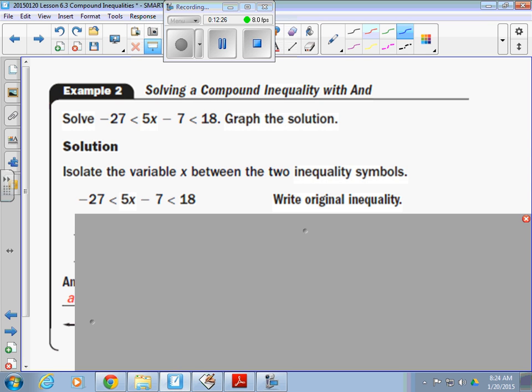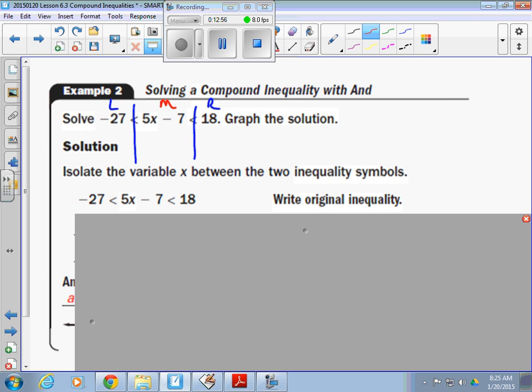Example number 2 is solving a compound inequality with and. We're used to equations having a left side and a right side with our equal sign right in the middle. But with these and inequalities, like -27 is less than 5x minus 7 is less than 18, there's no longer just a left side and a right side. Now you have a left side, a right side, and a middle. So now you have 3 portions that you have to simplify when you undo stuff.